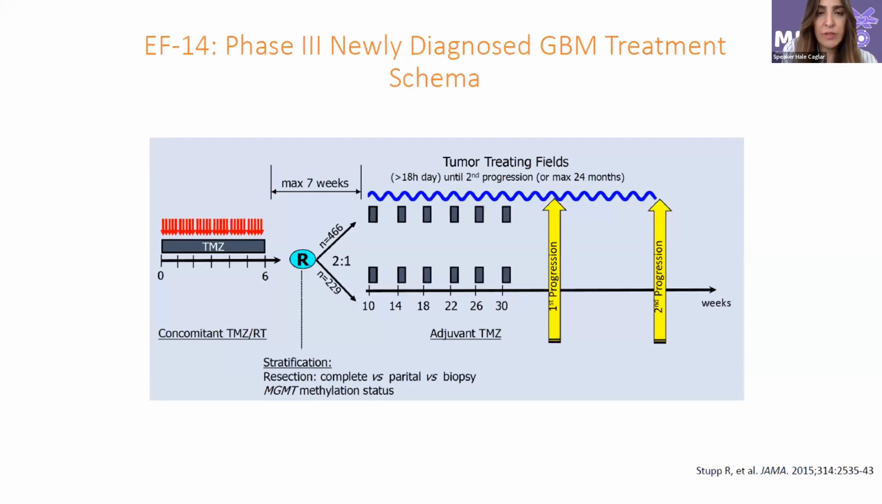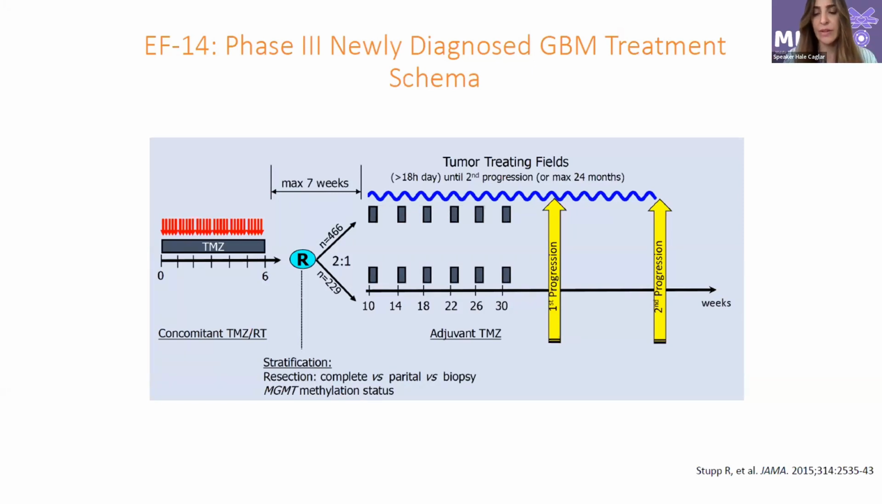One of the important clinical practice changing trials was the EF14 trial, which added tumor treating fields to the Stupp regimen, and which has become the standard. It basically inhibits the progression of the tumor cells with electrical fields.